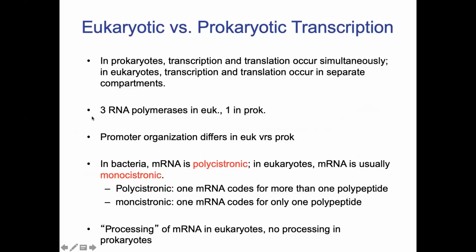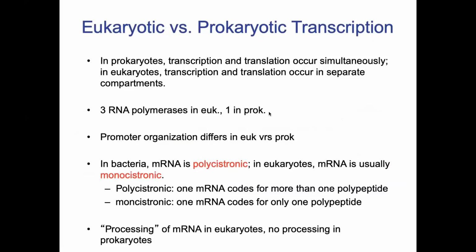Then there's this second difference that we've talked about already. So again, in a prokaryotic organism, a single species of RNA polymerase transcribes all three major gene types, but in a eukaryotic system, that's not the case. So in a eukaryotic system, each of the gene types have unique promoter organizations, which are then uniquely recognized by the three different major forms of RNA polymerase. Okay, so we've talked about that difference as well.